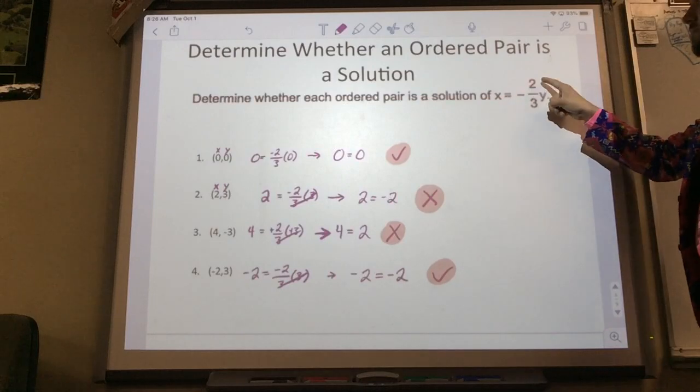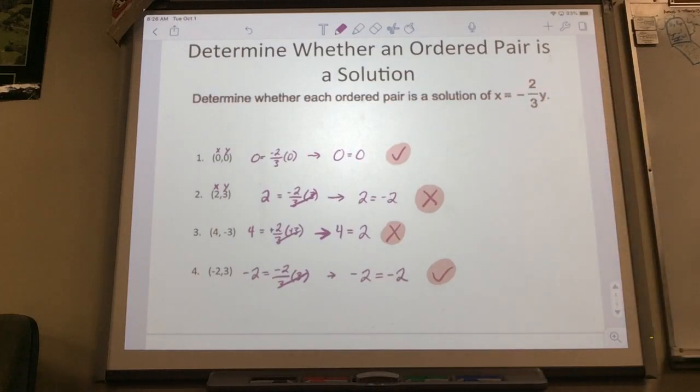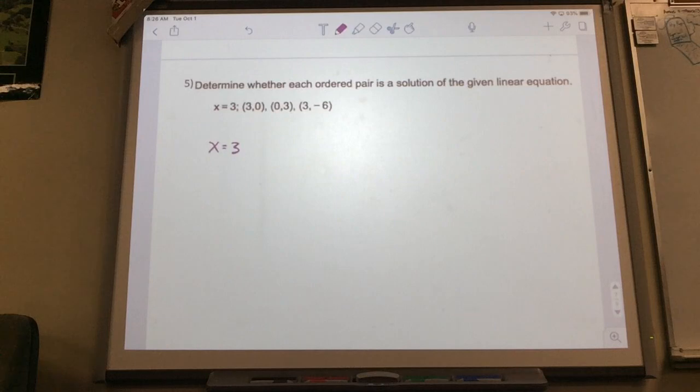It's just x equals something. There's no y. So if there's no y, then it doesn't matter what our y's are. It only matters what our x's are. So I'm going to cross out my y's. And now we just got to figure out if we plug in our x's, does it work? So on that first one, does x equal 3?